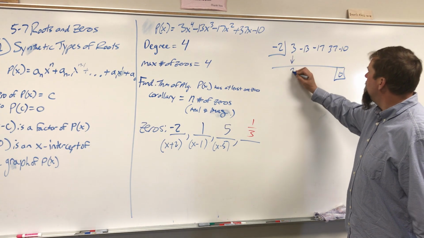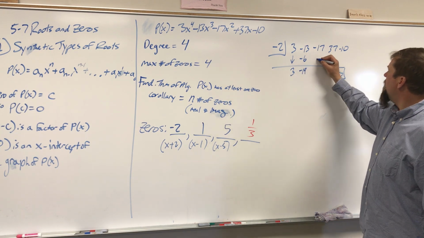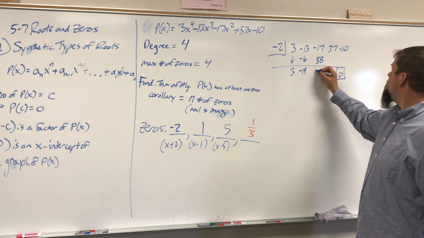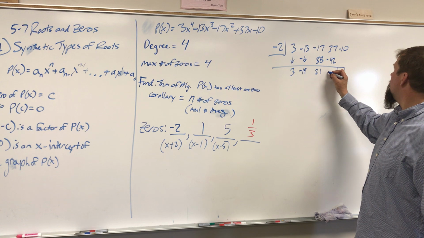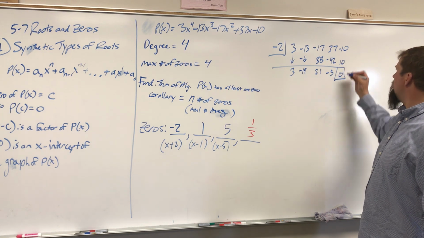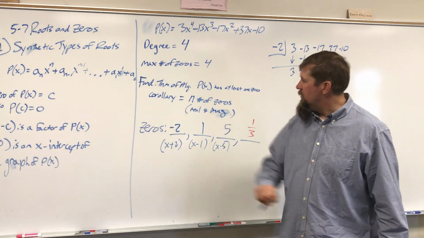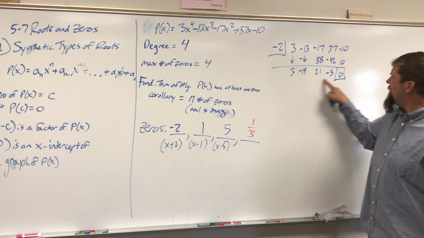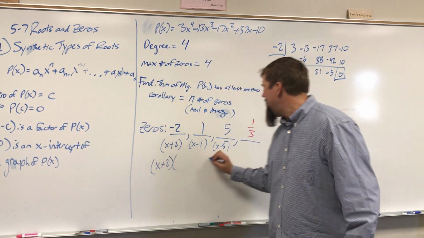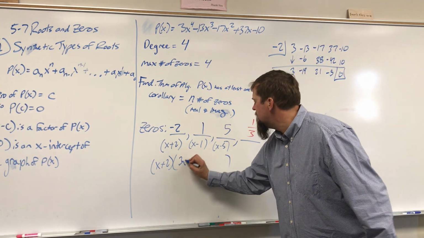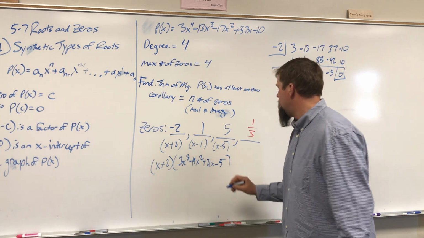We're going to drop the 3, multiply, add, multiply, add, multiply, add, multiply, and sure enough. Now, I just factored x plus 2 out of the polynomial. It leaves me with this polynomial. So basically what I just did was I took x plus 2 out and it left me with 3x cubed minus 19x squared plus 21x minus 5.